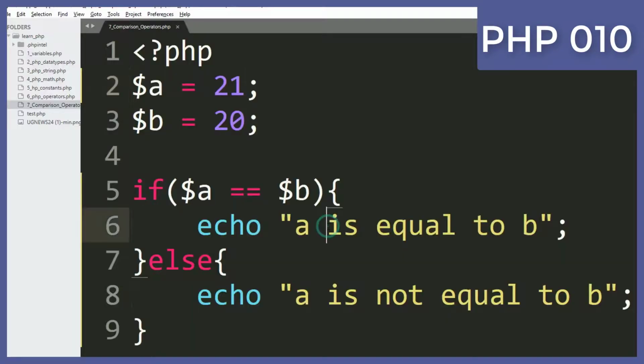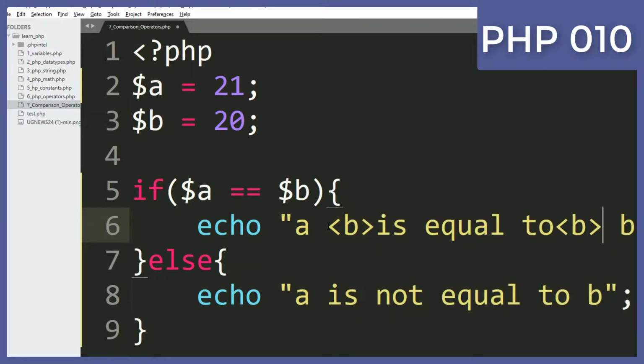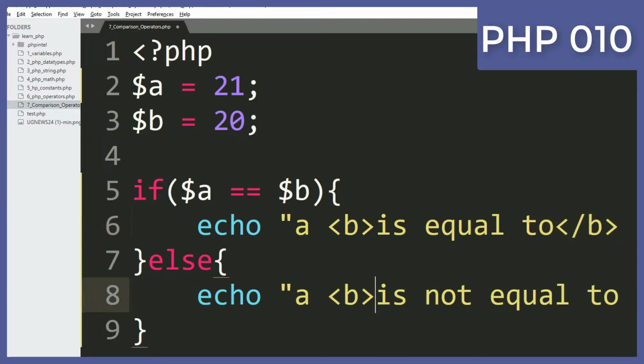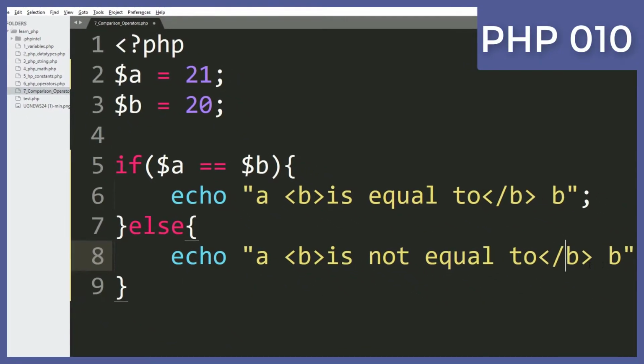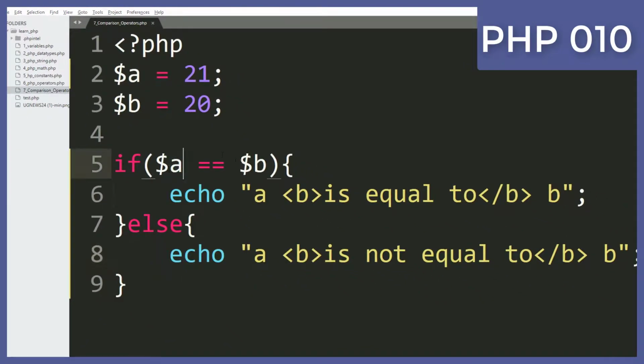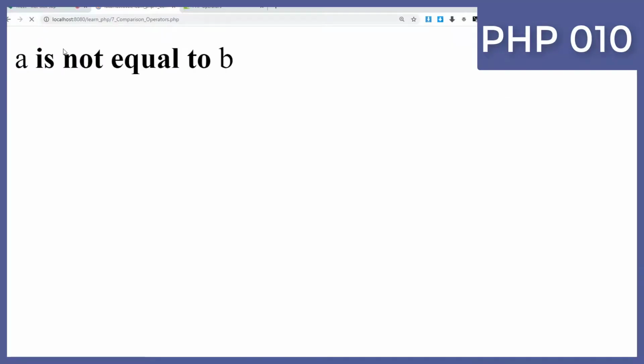I can make this one bold by putting a bold tag here, then coming here, pasting it, and closing the tag. I can do the same for this one and close it here. So that's how we check if numbers are equal or not equal to each other.